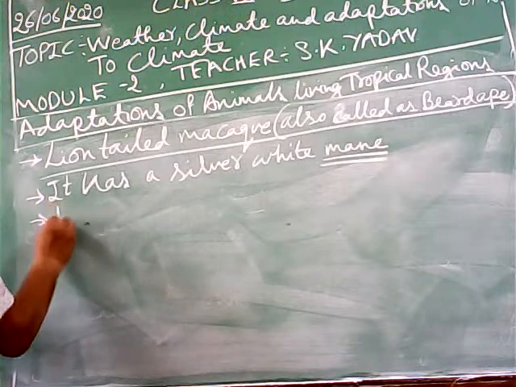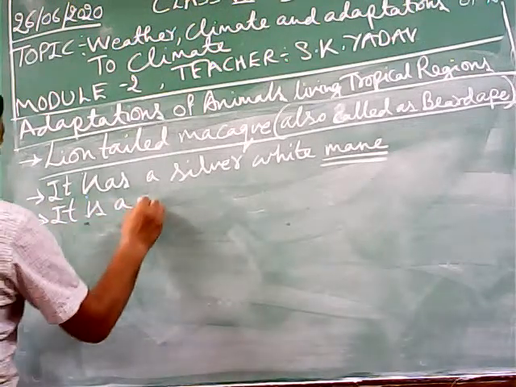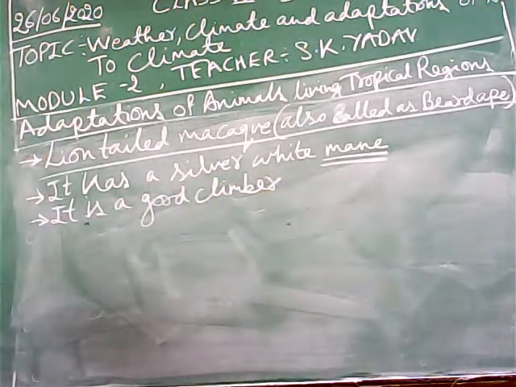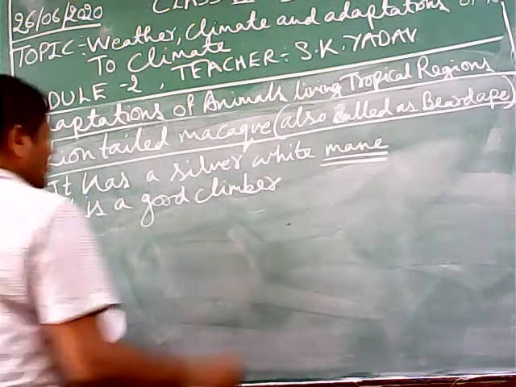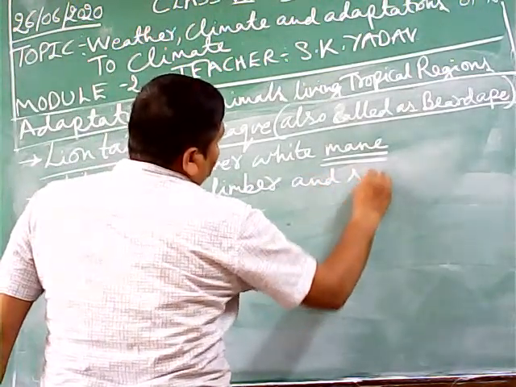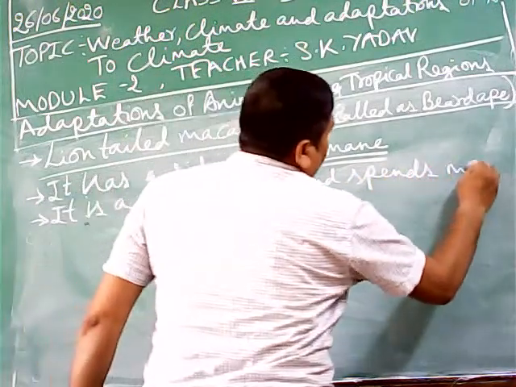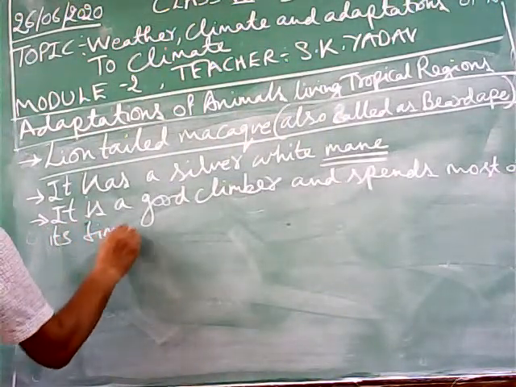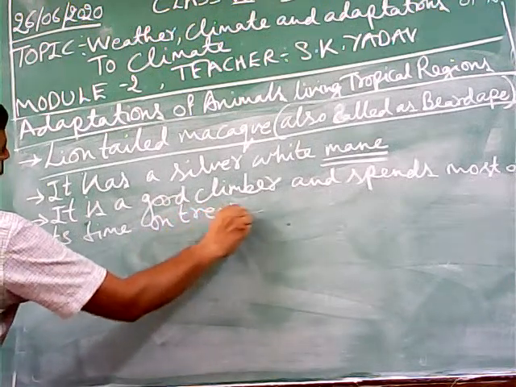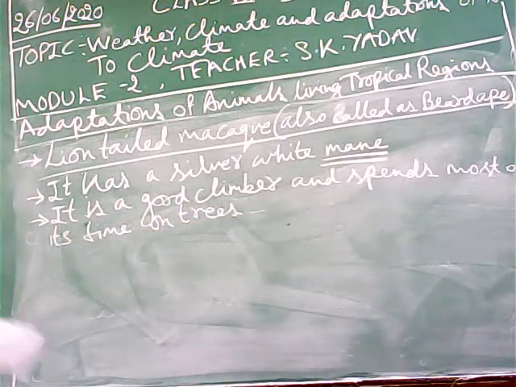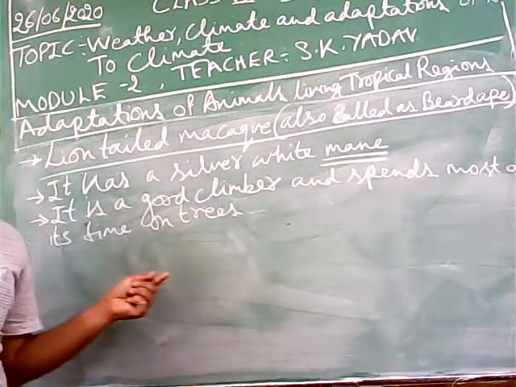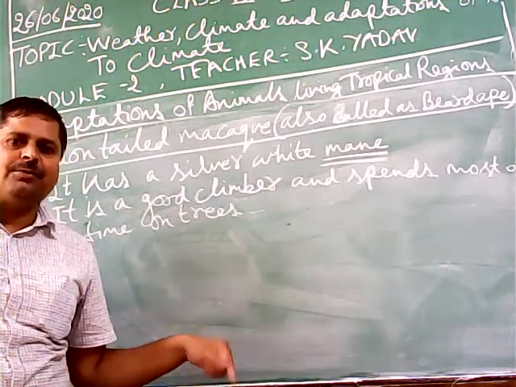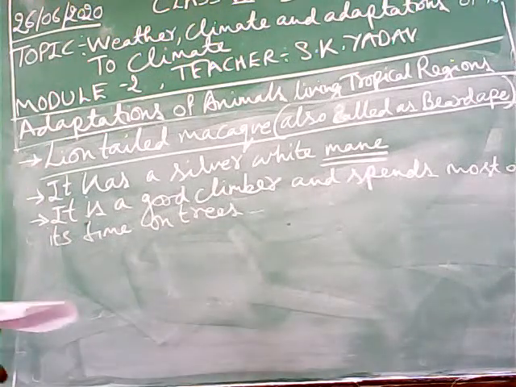Okay, children. It is a good climber and spends most of its time on trees. Why does it spend most of its time on trees? Because the land is wet most of the time. They will not be comfortable over there. That is why it spends most of its time there.